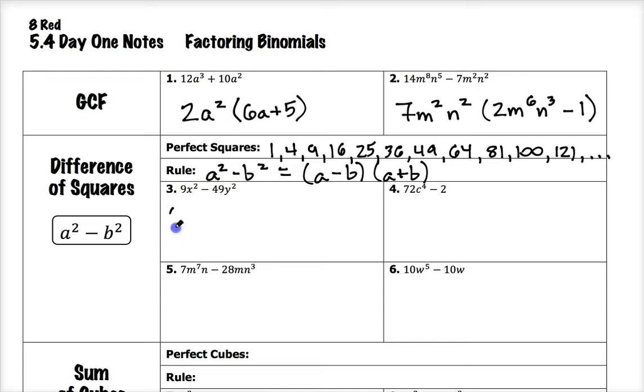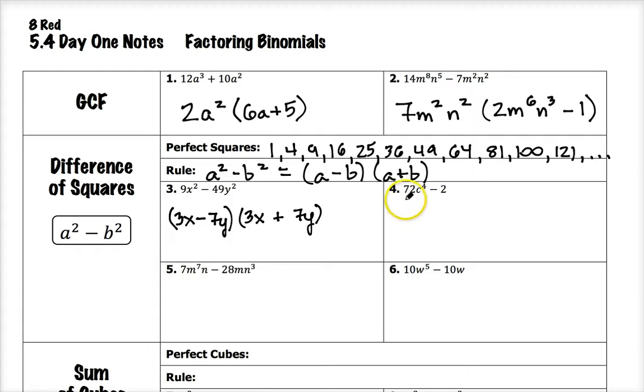So I can factor this into my two binomials. Again, 3x times itself gives you the 9x squared. So 3x is the first term in each of these. And 7y times itself gives you the 49y squared. So you have a 3x minus 7y and a 3x plus 7y. And that's how this factors.